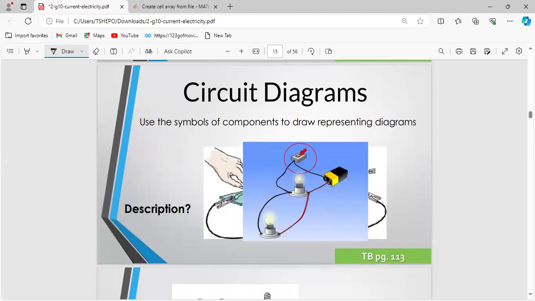Now, what we see over here, we have a circuit represented by this picture. Use the symbols of components to draw representing diagrams, which is the description. So you can open up your mic because I want to ask you a simple question so that we move on. What connection is presented on this circuit diagram over here?